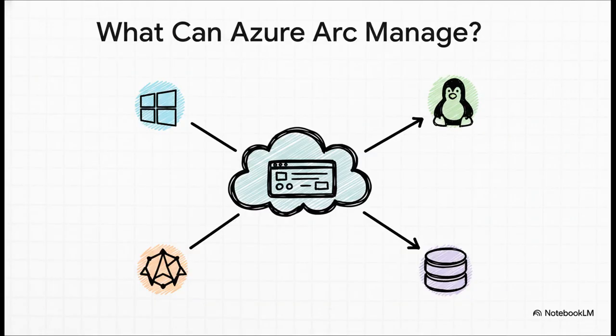And once you've Arc-enabled a resource, you can treat it just like it was born in Azure. We're talking about managing your Windows and Linux servers, your Kubernetes clusters, even your SQL servers. It doesn't matter where they physically live. They all show up in Azure, ready for you to manage.